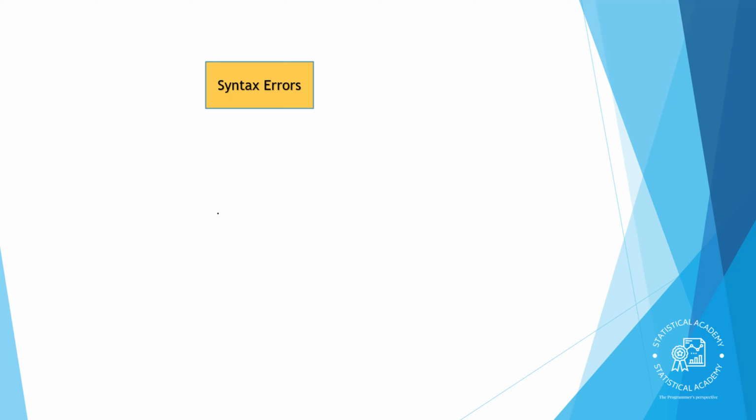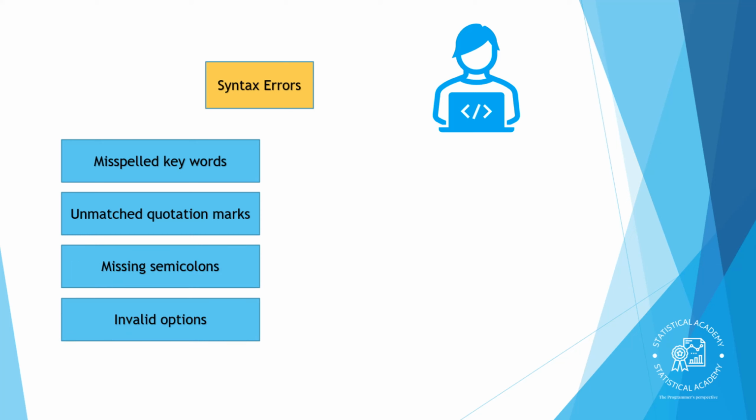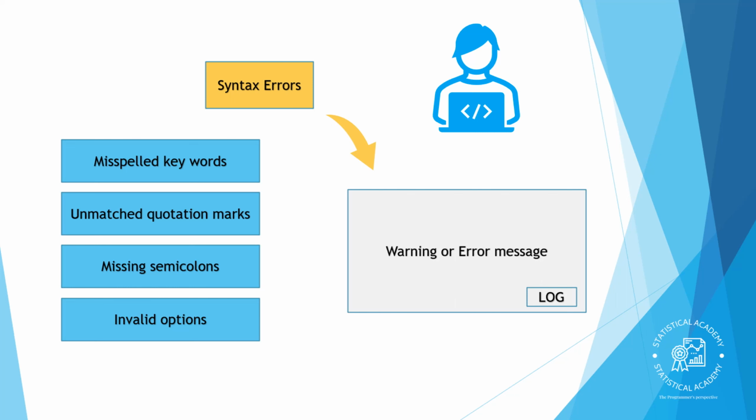Syntax errors are a fact of programming life. As a programmer, it's incredibly valuable to be able to identify, diagnose, and fix syntax errors in your code. Examples of syntax errors include misspelled keywords, unmatched quotation marks, missing semicolons, and invalid options. You can catch some syntax errors, such as unmatched quotation marks, by paying attention to the color-coded syntax. When SAS finds a syntax error in your submitted program, a warning or error message is written in the log.